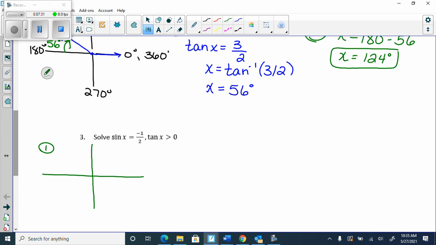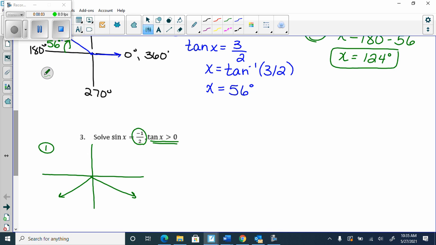Now, how the heck do we draw it? Okay, we know sine is negative. Where is sine negative? What is sine? What variable? Y. And where is y negative? In the bottom, right? So we know it's going to be either here or where I'm going to draw my terminal arms. Does that make sense to people? Okay. But we want where, and then the second piece of information cuts off one of these arms. So I want where tan is positive.